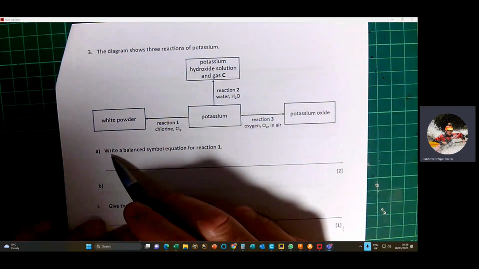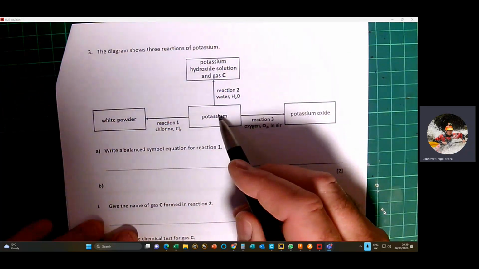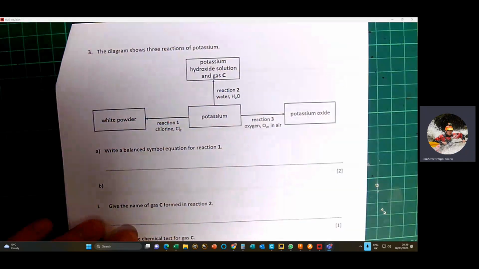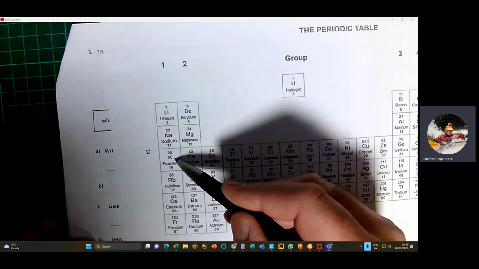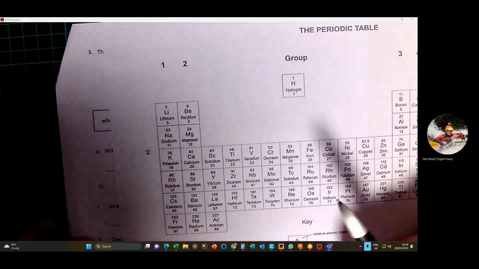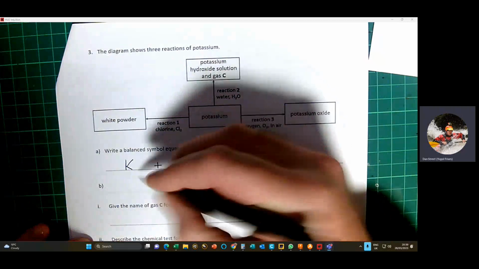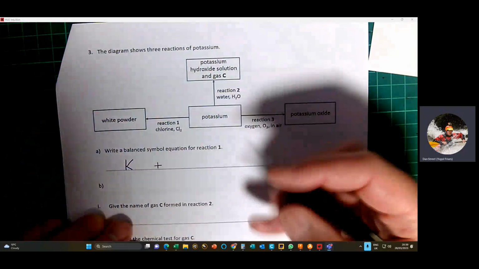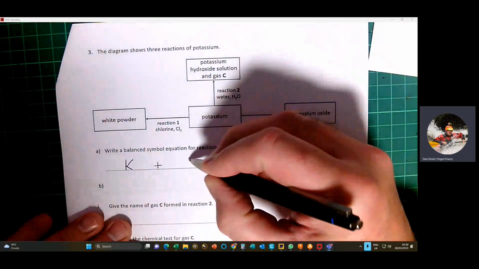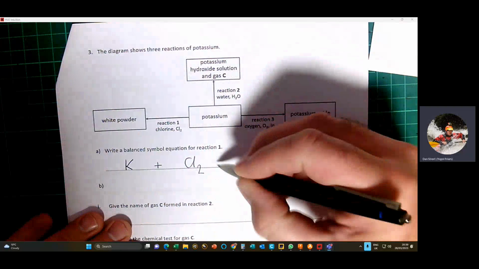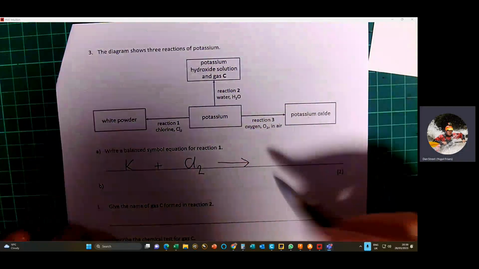The first question asks us to write a balanced symbol equation for reaction 1. So in reaction 1, we know that potassium is reacting. So if we just have a quick look at our periodic table, then we know that potassium is the letter K. So we can start off by writing a K and leave some space for any balancing numbers or other symbols we might need later. And then that reacts with chlorine, and the formula for chlorine was given in the question. Okay, and those are the only 2 reactants necessary in this reaction.